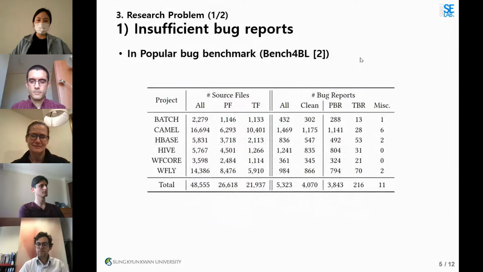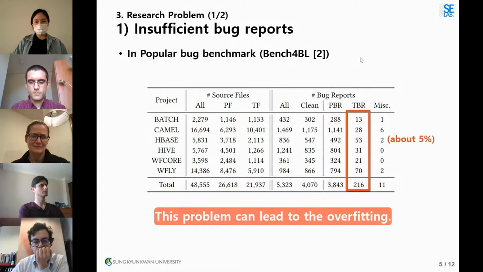The first problem is the insufficient bug reports. The number of bug reports for each software project did not exceed 1,000 in our experimental dataset. In the worst case, the total number was less than 100. Especially, the number of test bug reports was less than 100. This problem can lead to the overfitting problem of the classification model.